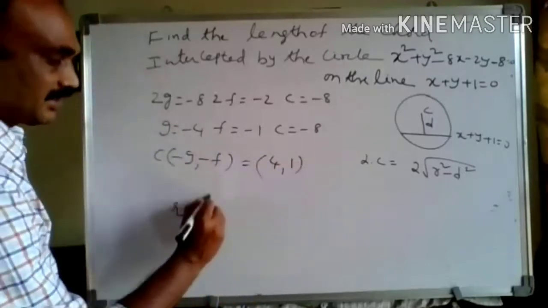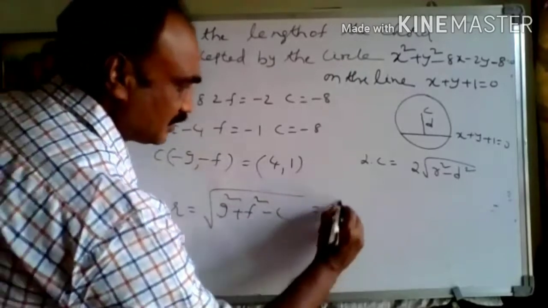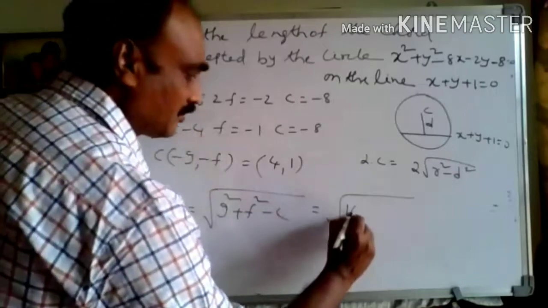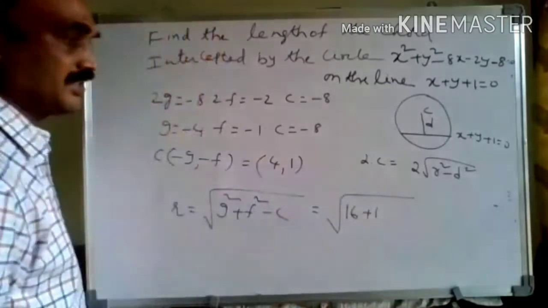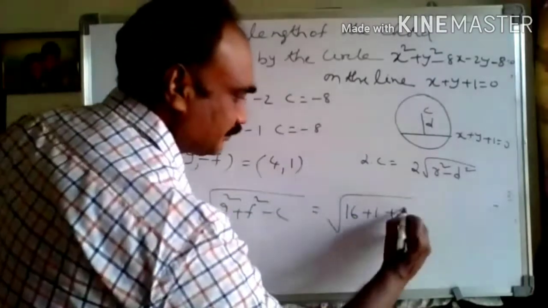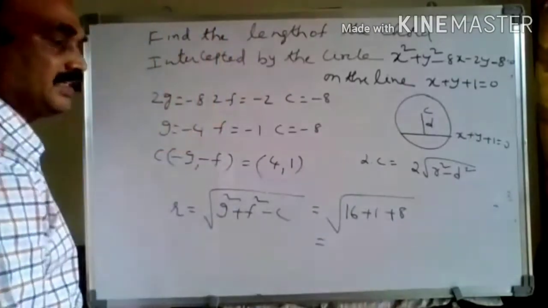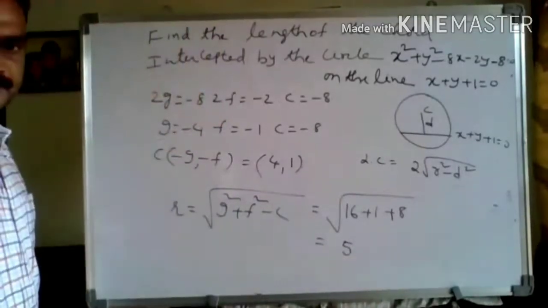Next radius. Radius is equal formula root of G square plus F square minus C. That is equal root of G square, G is equal minus 4, minus 4 whole square 16, F square, F is equal minus 1, minus 1 whole square plus 1, minus C, C value minus 8, minus C plus 8. So that is equal to 16 plus 1, 17, 17 plus 8, root 25. So radius is 5.